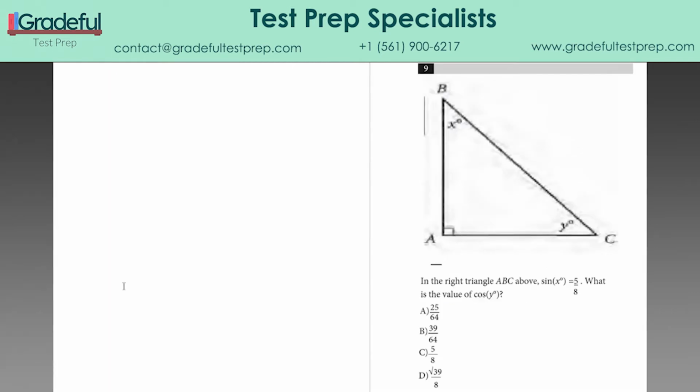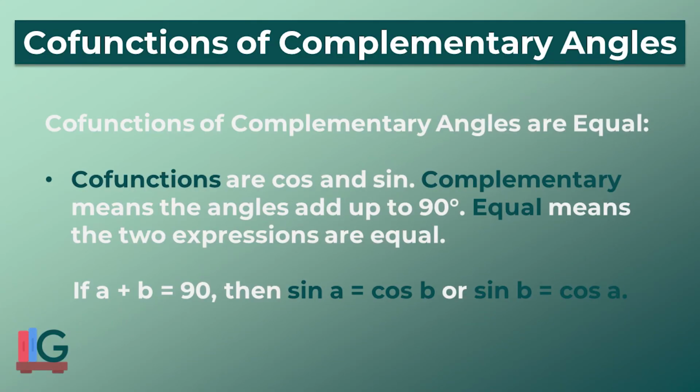Going over to question number 9 here, this is a really important question on the SAT, which is the idea that cofunctions of complementary angles create equal expressions. Another way to say that is that if you have two angles, A and B, and those two angles add up to 90, if they're complementary, then we're allowed to say that the sine of one of those angles, the sine of A, equals the cosine of the other angle, the cosine of B.